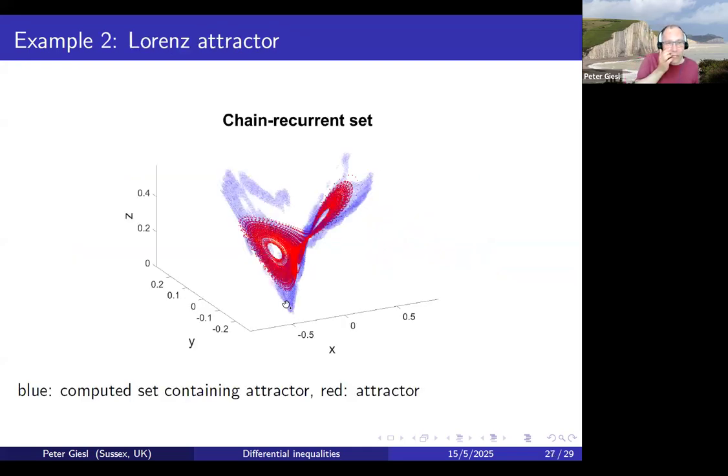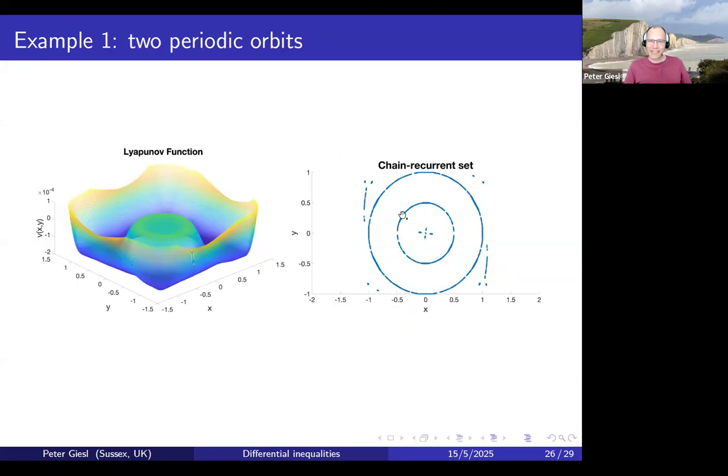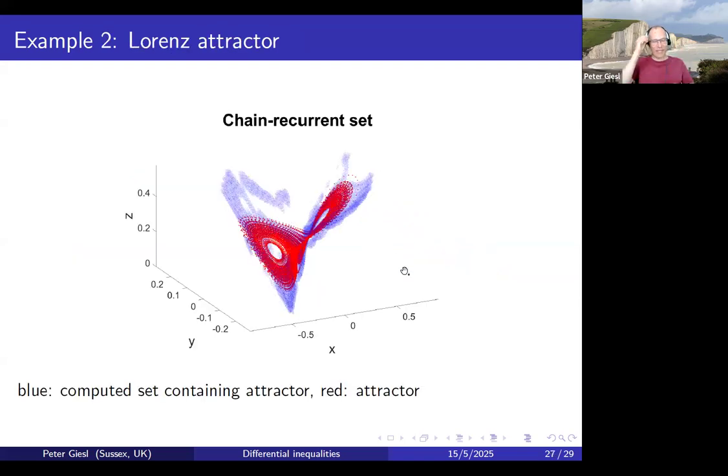We also try to use it for the Lorenz attractor, which I've plotted as just a numerical simulation in red. And in blue, you can see basically this set, but now in 3 dimensions, where the derivative V dot is close to 0. And you get a pretty good set that's larger than, that will contain, the attractor, that will contain the chain recurrent set.